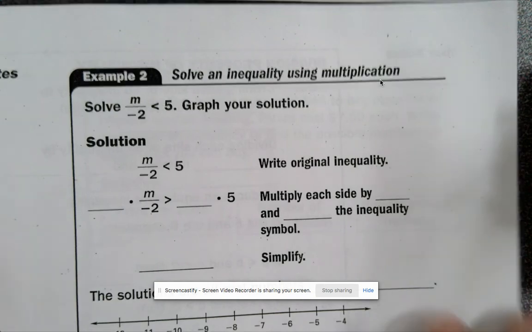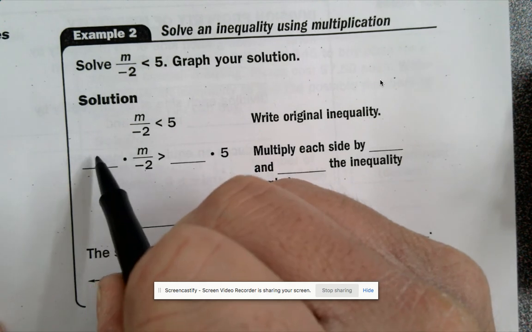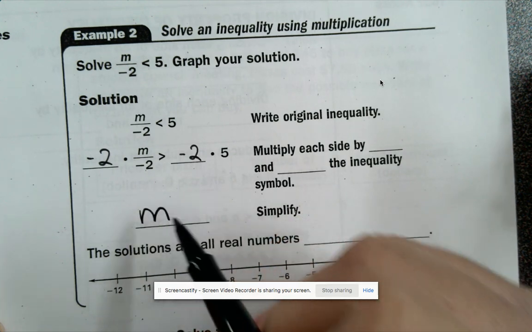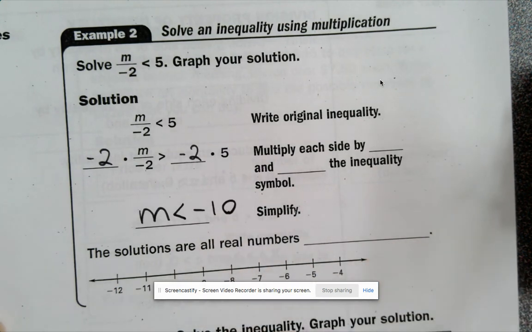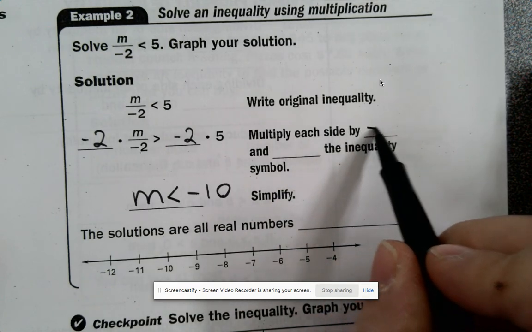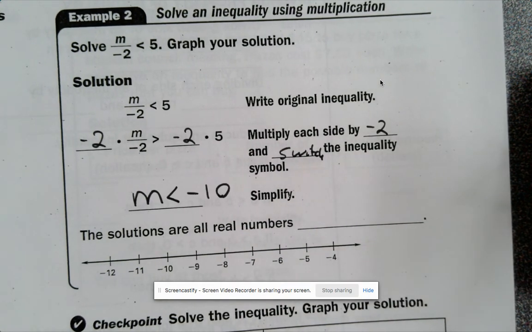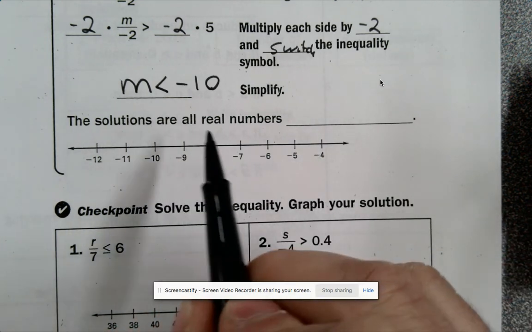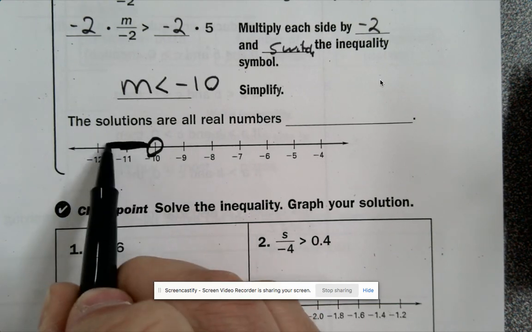Page 10 at the top, aha, my spidey sense is going off. I see a -2 right there, and I know I'm going to have to multiply by a -2 here, multiply by a -2 here. m is going to be, switch the signs, less than -10, okay? So that's why it says multiply each side by -2 and switch the inequality symbol. So the solutions are all the real numbers that are less than -10. I'm going to go open dot, point it right that way, right?